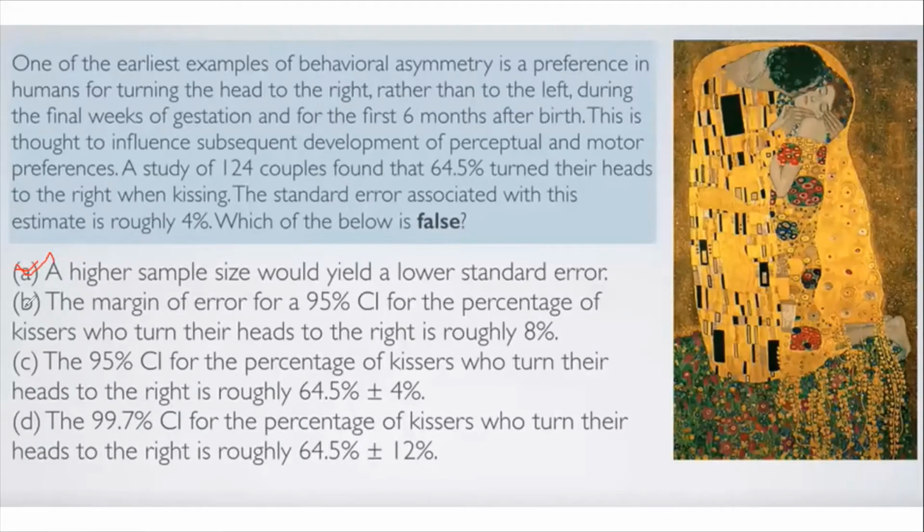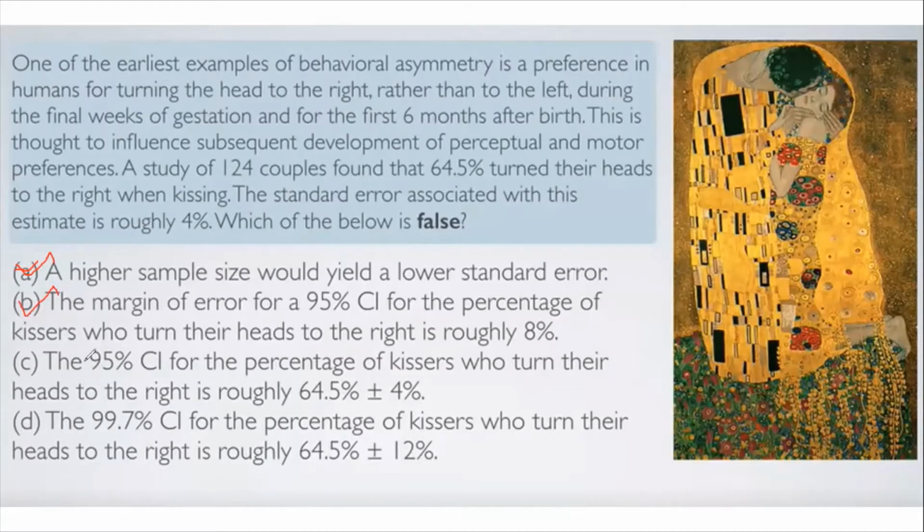Now the second one, B: the margin of error for the 95% CI for the percentage of cases who turn their head to the right is roughly 8%. Think about this. On the previous slide, we said the margin of error for a 95% CI is 2 multiplied by the standard error. The standard error is 4, multiplied by 2, so we have roughly 8%. So this is also correct.